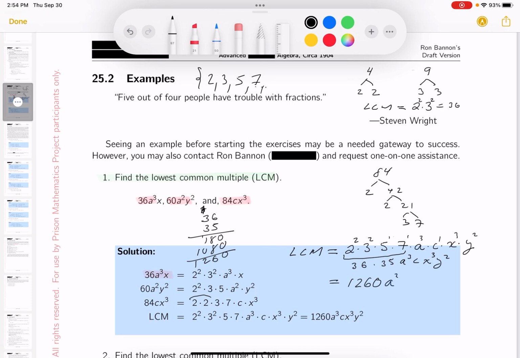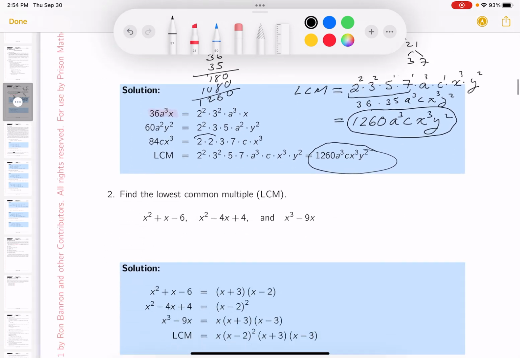A cubed, C, X cubed, Y squared. I'll put a circle on this. I'm always saying don't look at the answer key. Sometimes my eyes do gravitate towards that. But I want to make sure I got the right LCM. 1260, A cubed, C, X cubed, Y squared. Worked out beautifully. Let's go to the next one.